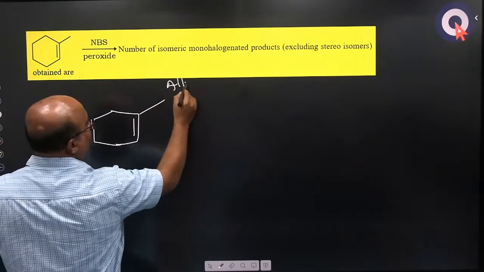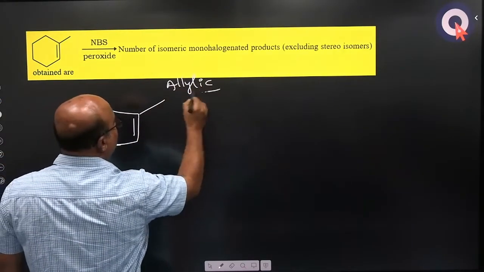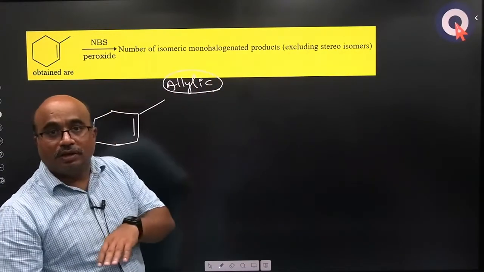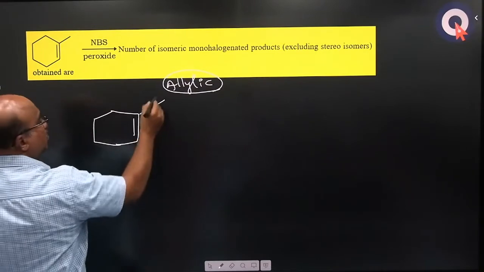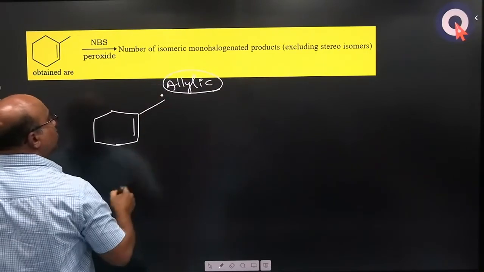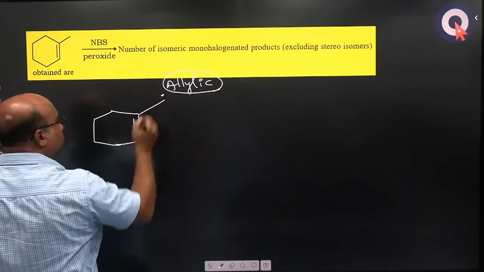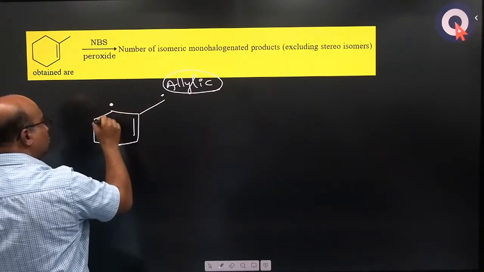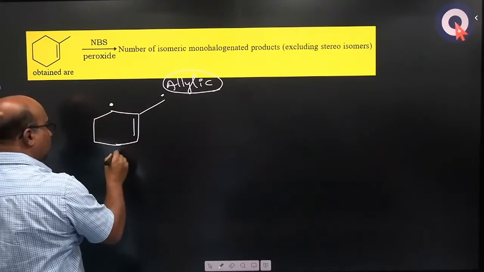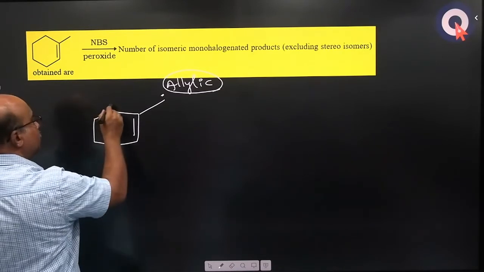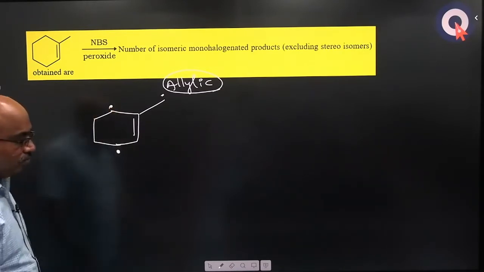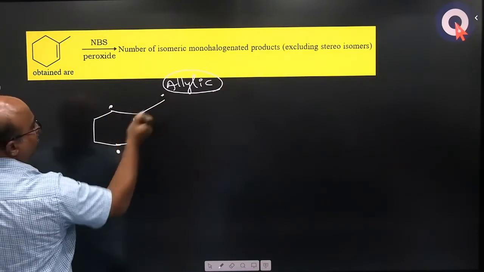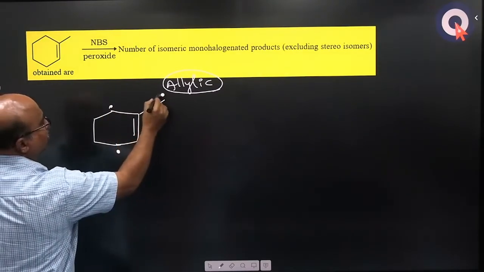What is the meaning of allylic? Carbons adjacent to the double bond are called allylic. So what are the allylic positions here? This position is allylic, which means you can get a radical here. You can get a radical here because this is also an allylic position. This is also an allylic position. So carbons alpha to the double bond are called allylic carbons.